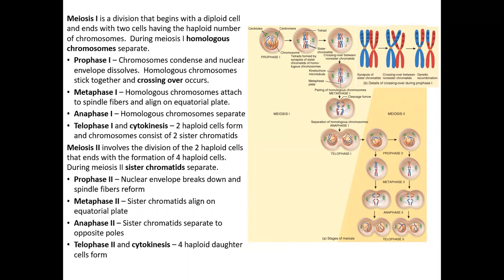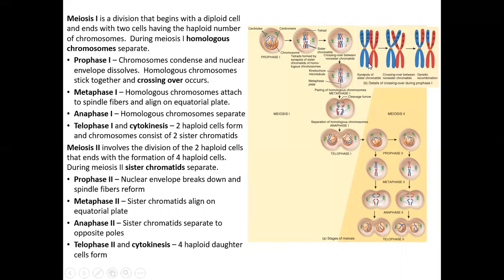Meiosis 1 is where we go from one cell that begins as diploid and we end with 2 cells that are haploid. Okay? So we have one cell at the beginning of this entire process containing 46 chromosomes. By the time we end meiosis 1, we have 2 haploid cells. Okay? 2 cells that contain 23 chromosomes each.